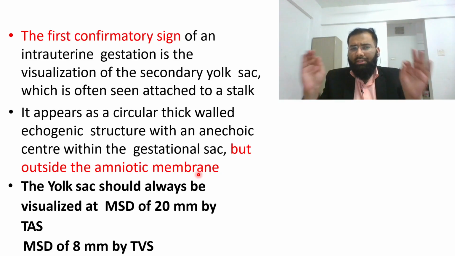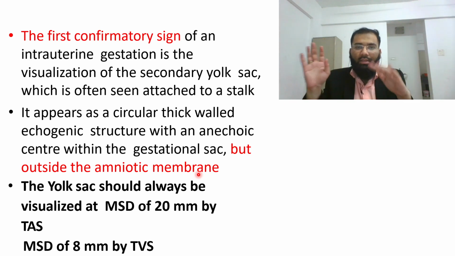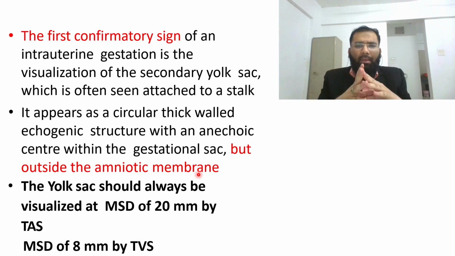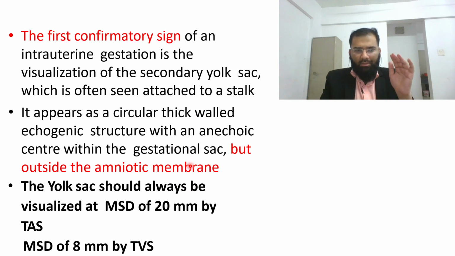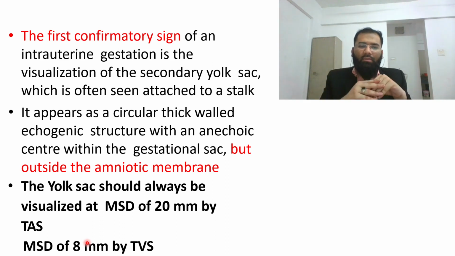The first confirmatory sign that it's an intrauterine gestation and not a pseudo sac or just a fluid collection is the presence of the yolk sac. It appears as an anechoic thick-walled structure. The yolk sac should always be visualized at an MSD of 20 mm by transabdominal scan or an MSD of 8 mm by transvaginal scan. Those are the cutoffs. If the MSD is 20 mm, you should be able to see the yolk sac.